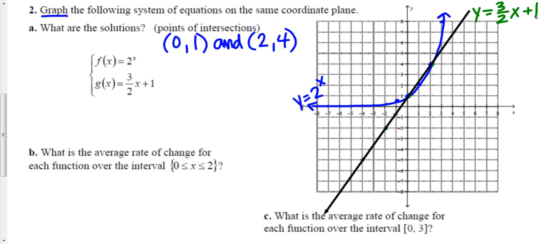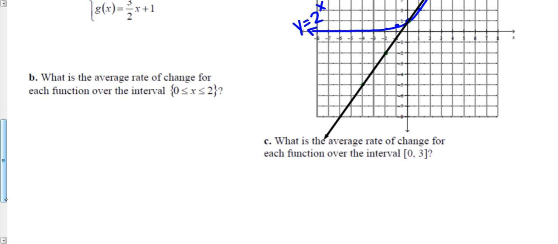Now, let's go ahead and jump to part B. Part B says, what is the average rate of change for each function over the interval 0 is less than x, which is less than or equal to 2? And so we're going to do that for each function. I'm going to start with y equals 2 to the power of x.